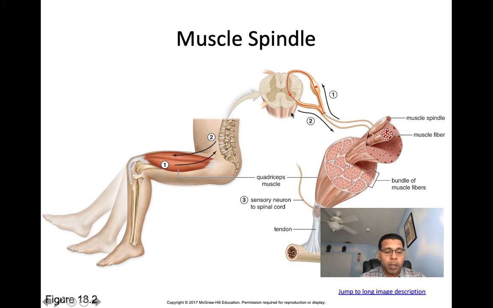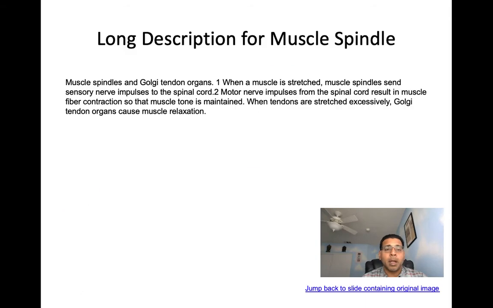Then we can see motor nerve impulses from the spinal cord are going to result in muscle fiber contraction so that muscle tone is maintained. When tendons are stretched excessively, Golgi tendon organs are going to cause muscle relaxation. So here we can see the long description.